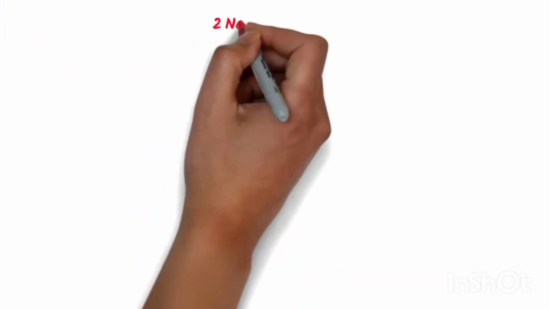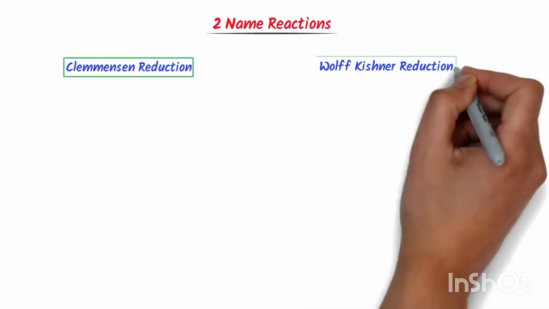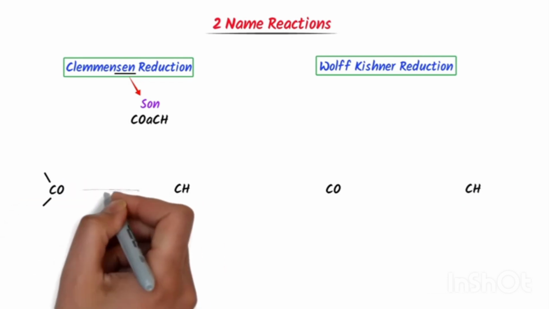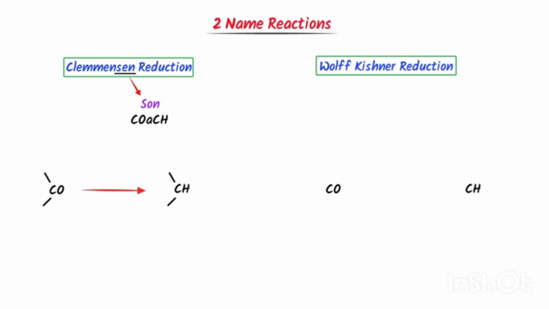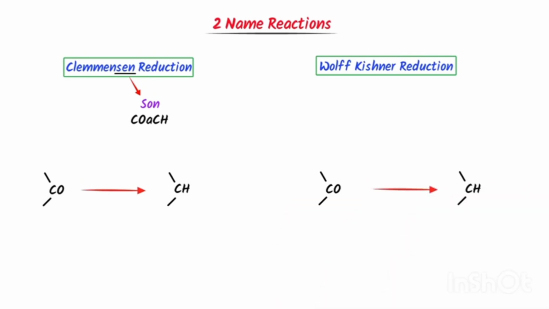Now let me teach you two more reactions: Clemmensen reduction reaction and Wolff-Kishner reduction reaction. Now listen carefully. In Clemmensen, there is the word son. We know that every son needs a coach. Remember that I write here CO and I write here CH. Similarly, I write here CO and I write here CH. This CO is the reactant and this CH is the product. Also, this CO is the reactant and this CH is the product.